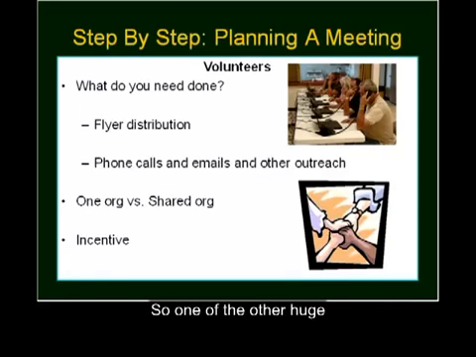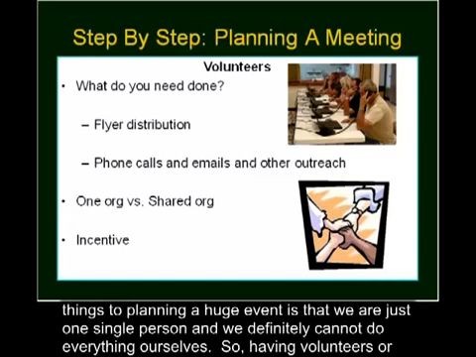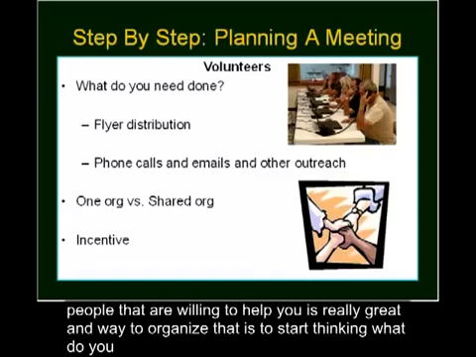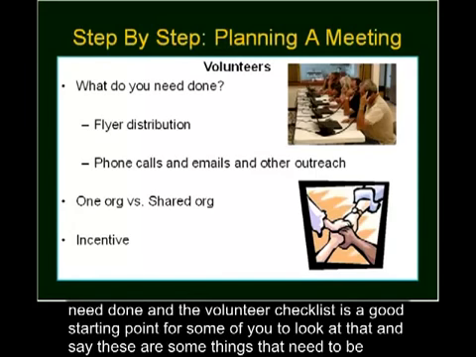So one of the other huge things to planning a huge event is that we are just one single person, and we definitely cannot do everything ourselves. So having volunteers or other staff people that are willing to help you is really, really great. And the way to organize that is just to start thinking, what do you need? What do you need done? And the volunteer checklist is a good starting point for some of you to look at and say, these are just some of the things that need to be covered.